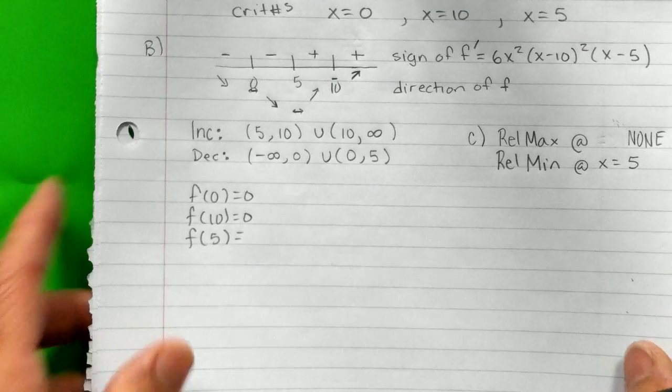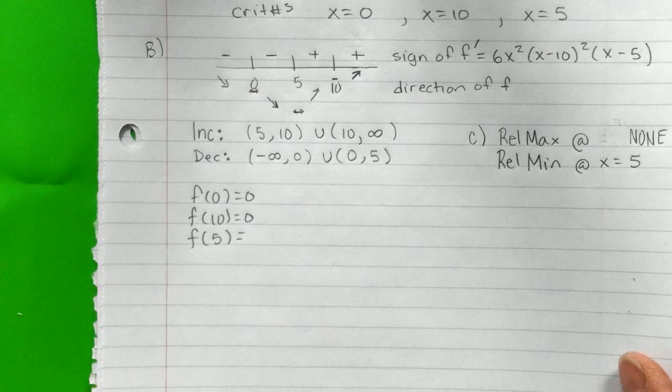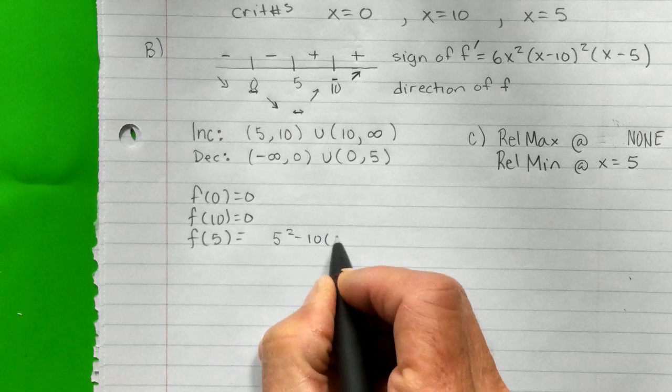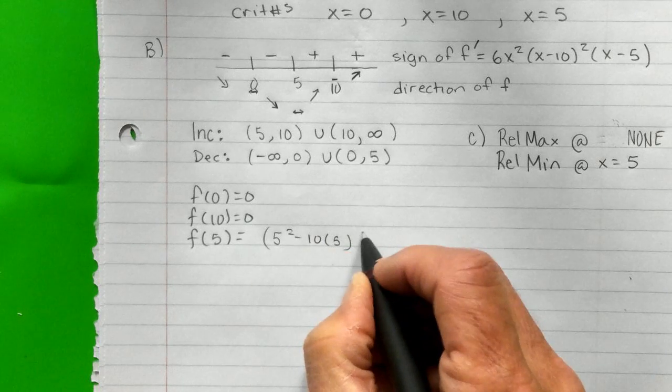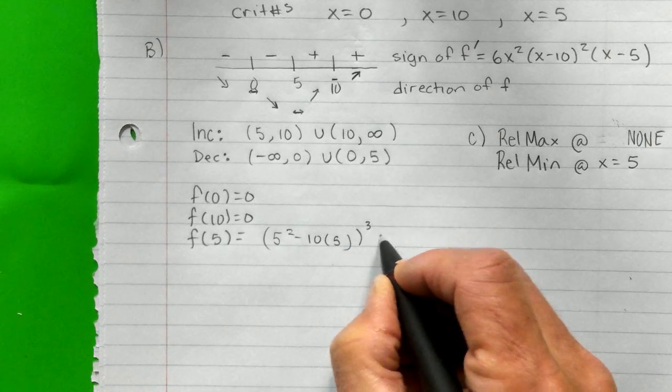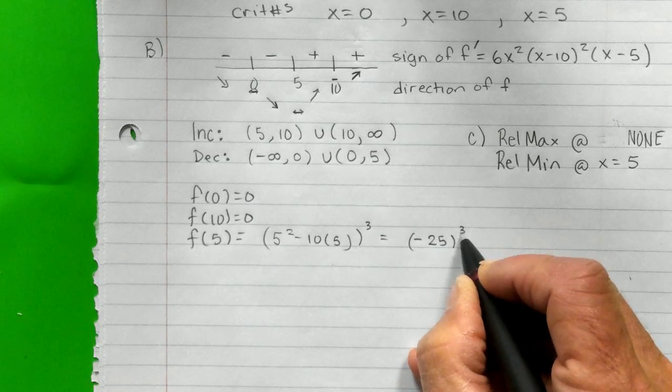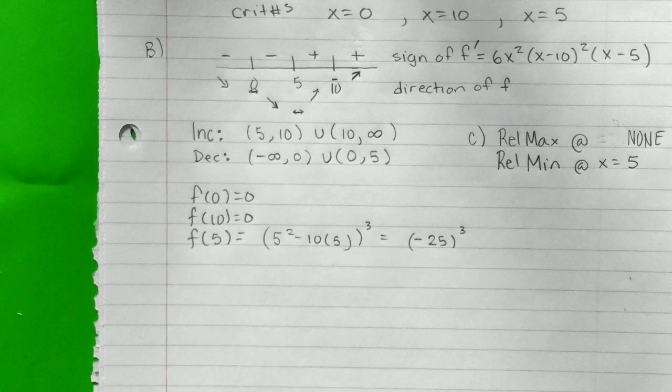Five squared minus 10 times 5 is 25 minus 50, which is negative 25, and then I got 25 cubed. I don't care what 25 cubed is, I'll just leave it like that. It's a negative number though, isn't it? Big negative. So don't draw your graph to scale.